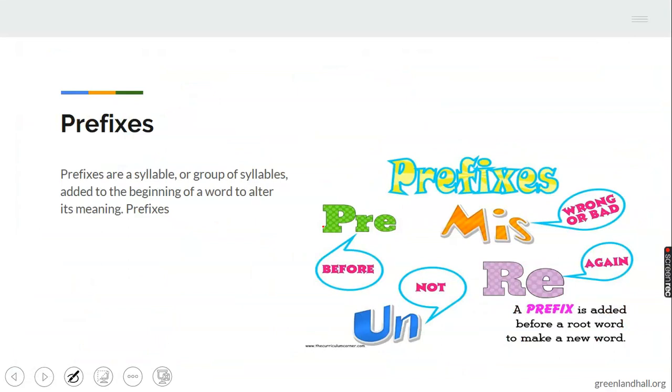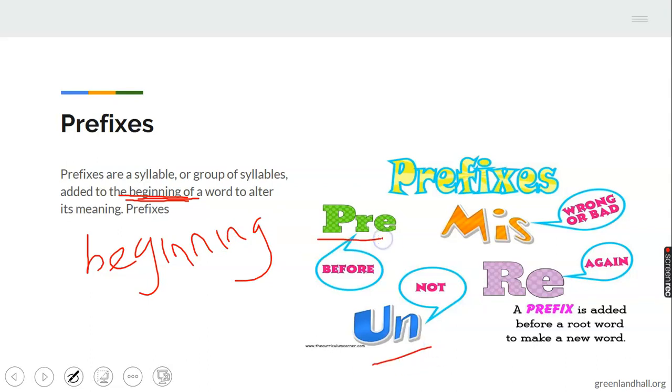Now, what is a prefix? A prefix is a syllable or group of syllables added to the beginning of a word to alter its meaning. When you talk about a prefix, it must be at the beginning. Don't forget, a prefix is at the beginning of a word. So we have pre, meaning before; un, meaning not; mis, meaning wrong; re, meaning again. This is the meaning of all these.